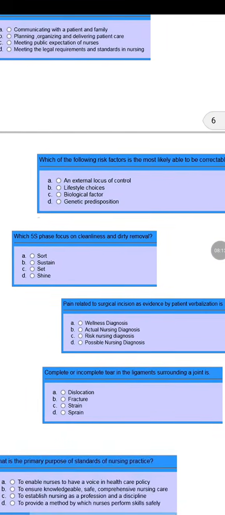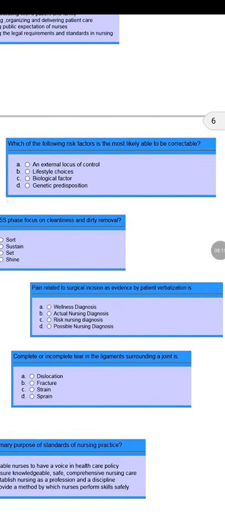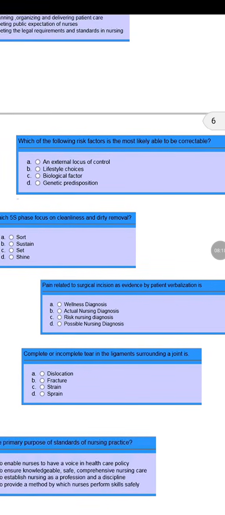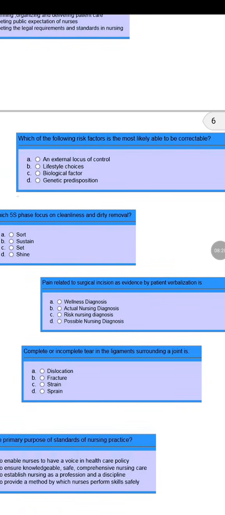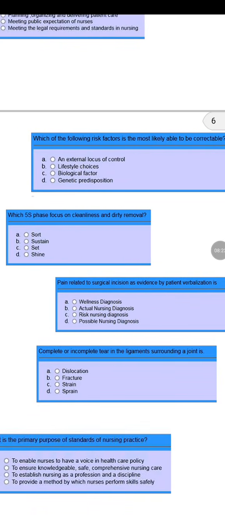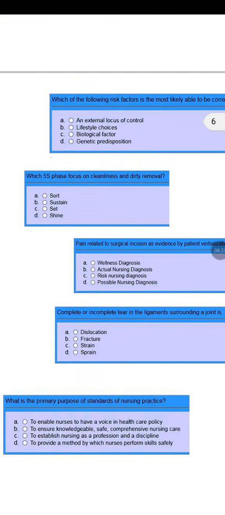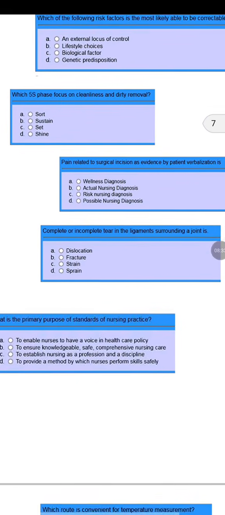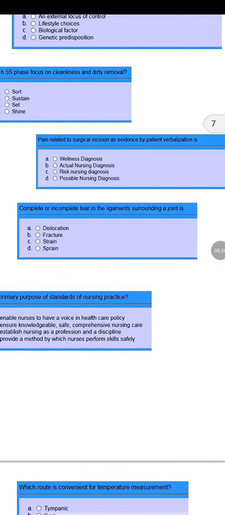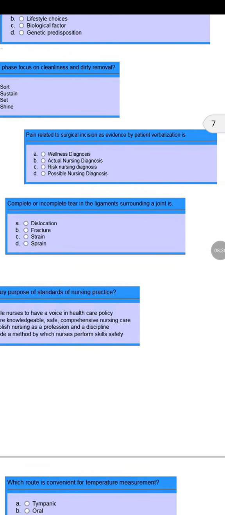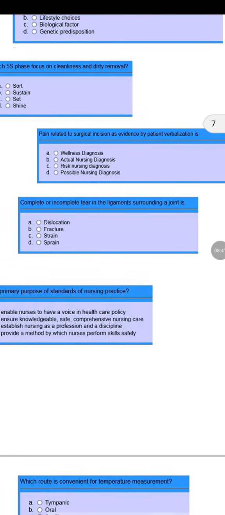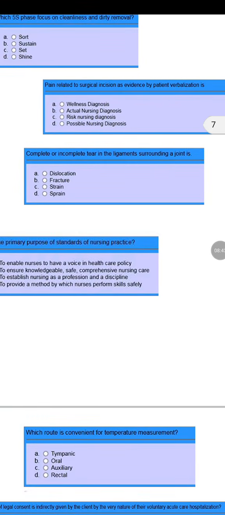Which of the following risk factors is most likely to be corrected through lifestyle choice? Which of the 5S focuses on clean or dry? Pain is released after surgical insertion, as evidenced by patient team vibration. What is the actual nursing diagnosis? Complete or incomplete theory in the ligament surrounding the joint.